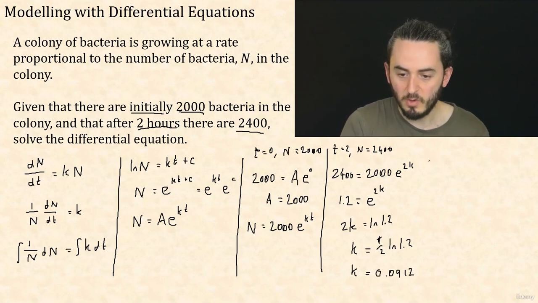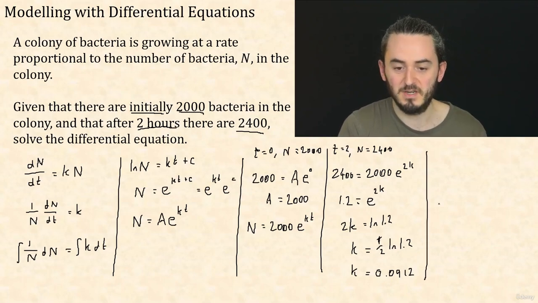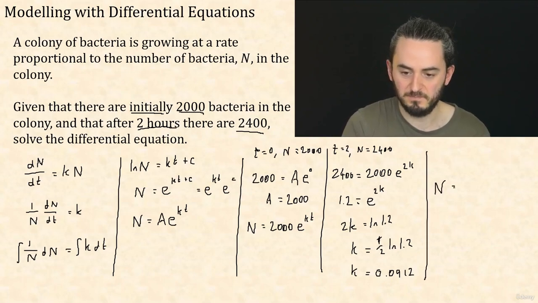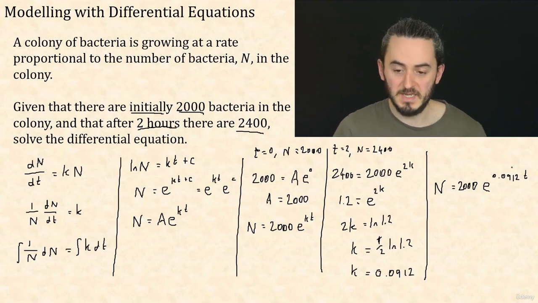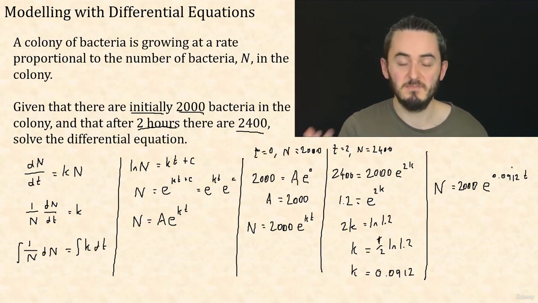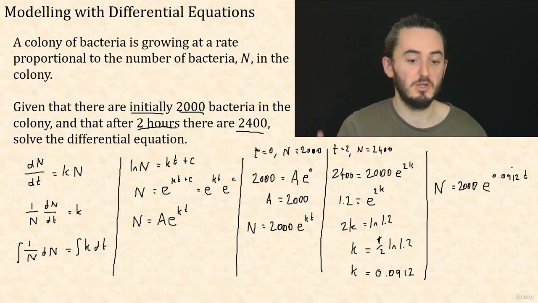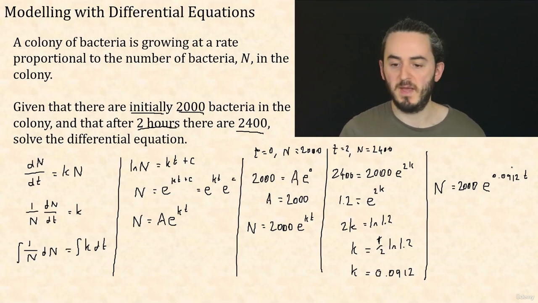0.0912. All of which means my final answer is the number of bacteria is 2,000 e to the 0.0912t. So that's the equation that links time and the size of the colony. And I could, for example, figure out now how many bacteria there are going to be in 3 hours, for example.